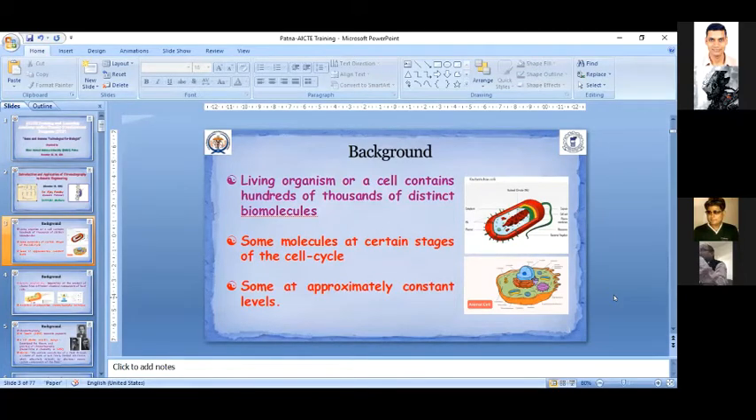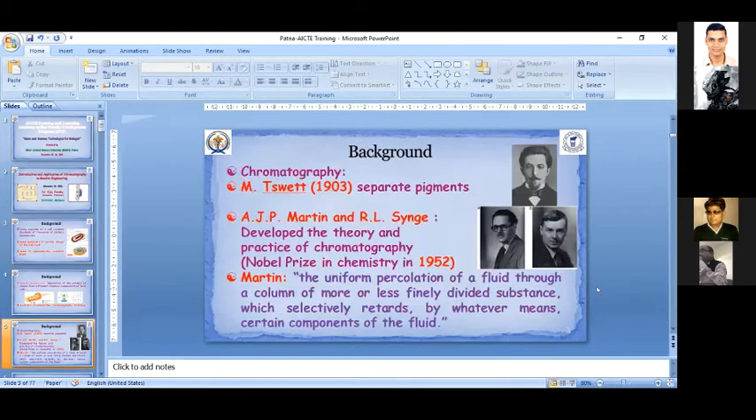So originally this technique was used by Mikhail Tsvet in 1903 for separating pigments. Later on, two scientists, Martin and Synge, developed the theory and practice of chromatography. For that, they were given the Nobel Prize in Chemistry in 1952. They actually developed paper chromatography in 1941.